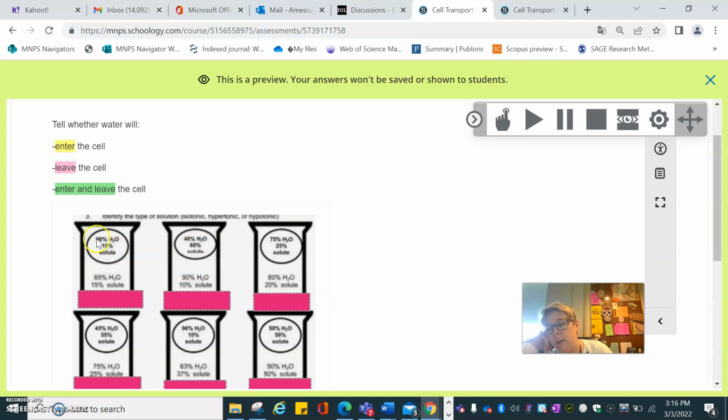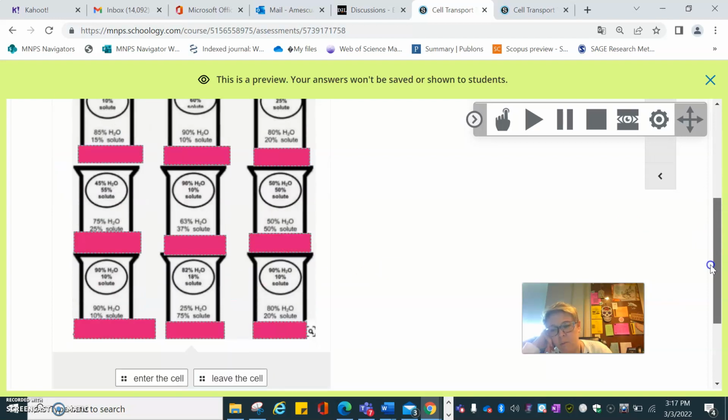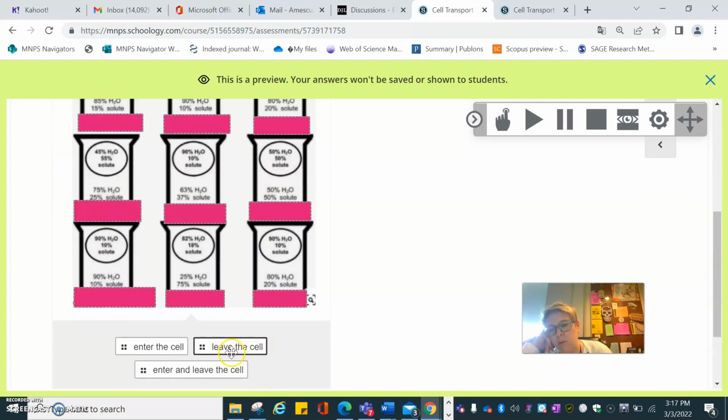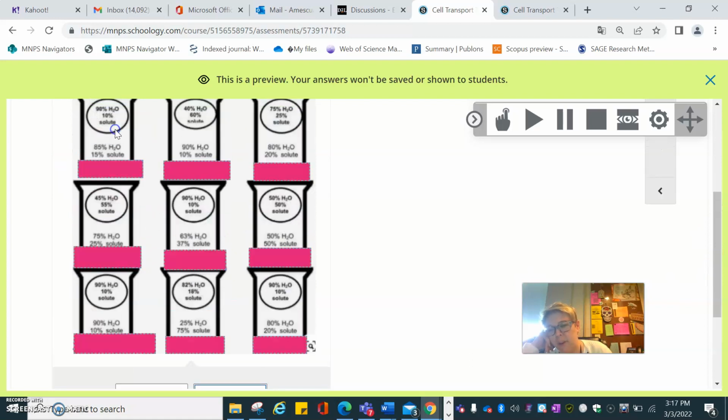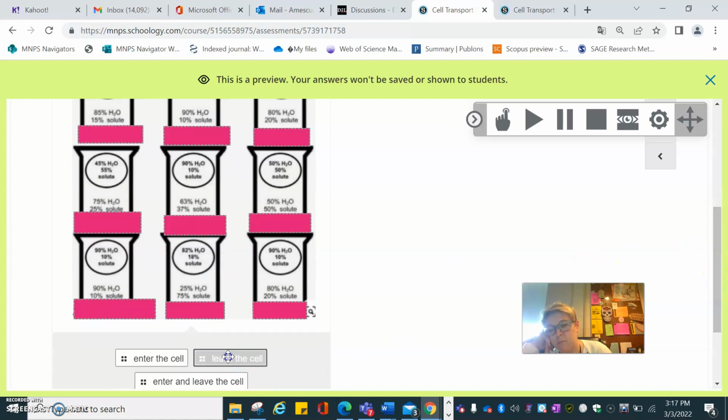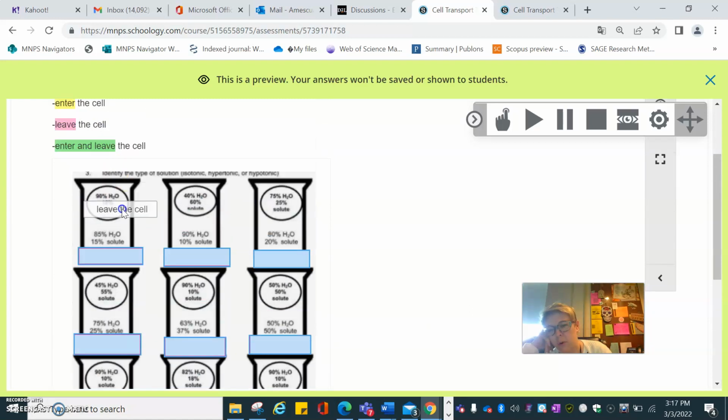So here we have 90% water. Here we have 85%. There's more water inside the cell, so water is going to leave the cell. It will leave. So you put leave the cell.